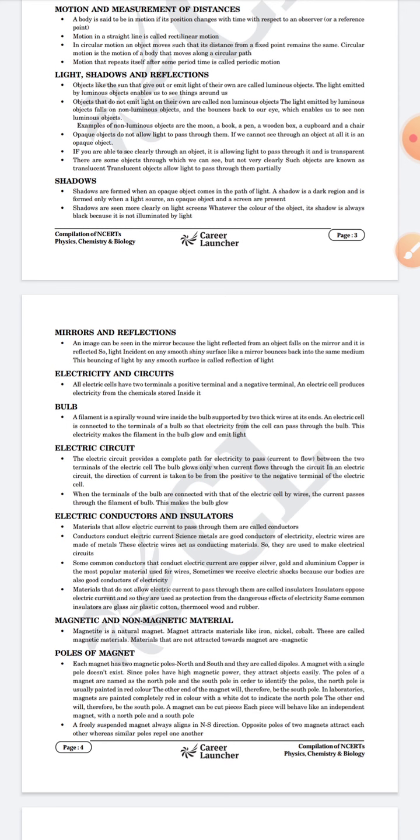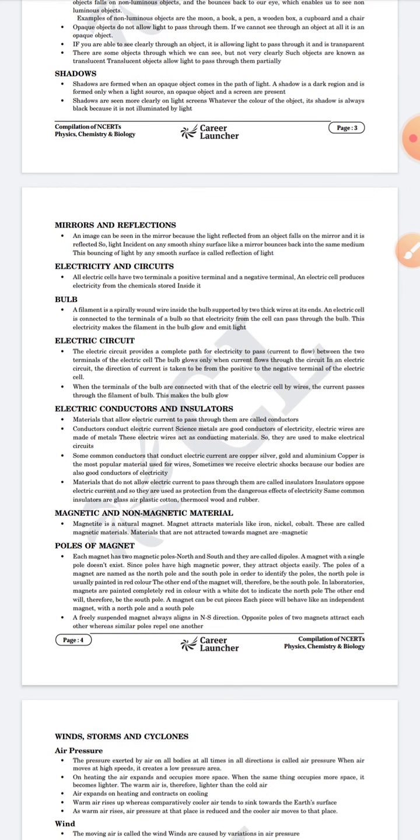Electricity and circuit. All electric cells have two terminals, a positive terminal and a negative terminal. An electric cell produces electricity from the chemicals stored inside it. Bulb. The filament is a spirally wound wire inside the bulb, supported by two thick wires at its end. An electric cell is connected to the terminals of the bulb so that the electricity from the cell can pass through the bulb. This electricity makes the filament in the bulb glow and emit light.